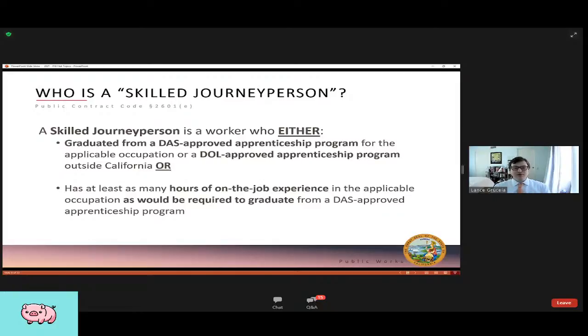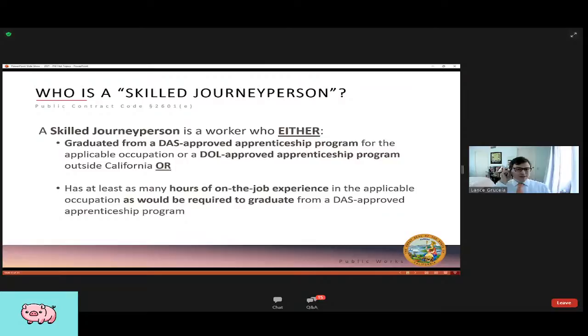If they're not a graduate, they can qualify as a skilled journey person by having at least as many hours of on-the-job experience in that occupation as would be required to graduate from a DIS-approved apprenticeship program. So for example, if you're employing electricians, and I'm making this up, but let's say in San Diego County it is 10,000 hours of training to graduate from an electrical apprenticeship program. Then if I had more than 10,000 hours of on-the-job experience working as an electrician, I would be qualified as a skilled journey person. But again, remember, that's different. I'm not a graduate.